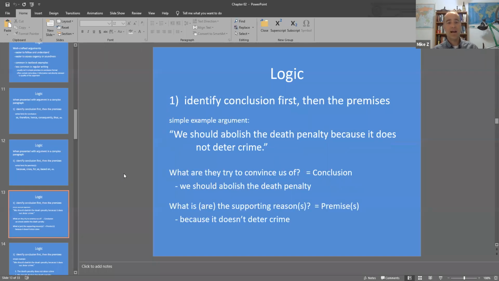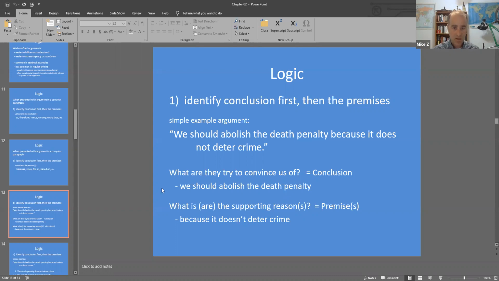Okay, so here's a really simple argument. It's not even that fancy of an argument, but it's something that you might see presented in the public sphere, out in the real world. We should abolish the death penalty because it does not deter crime. So what is the actual conclusion here? What do they really want to convince us of? What's the take-home message? Well, they want us to abolish the death penalty. That's the primary goal of this sentence, to get people on board with that idea.